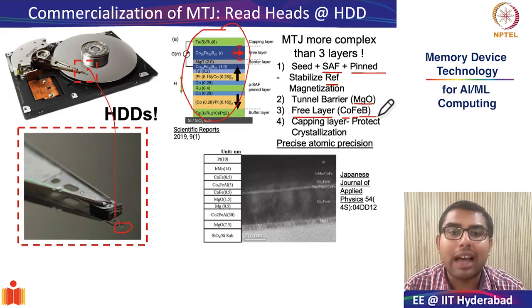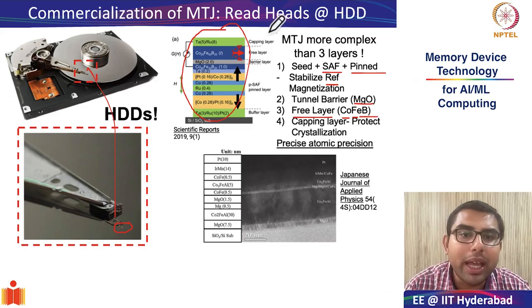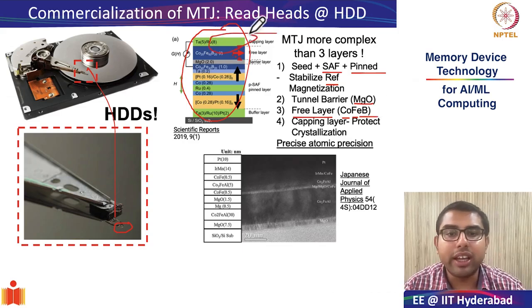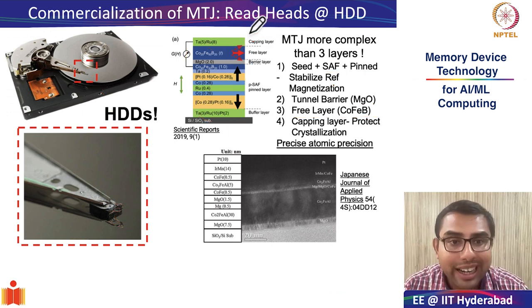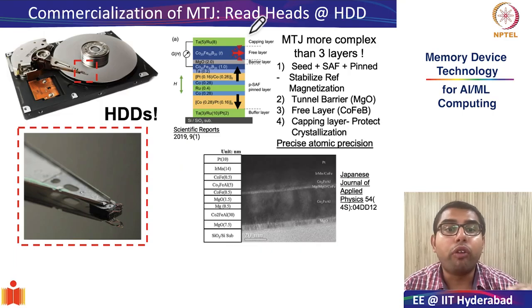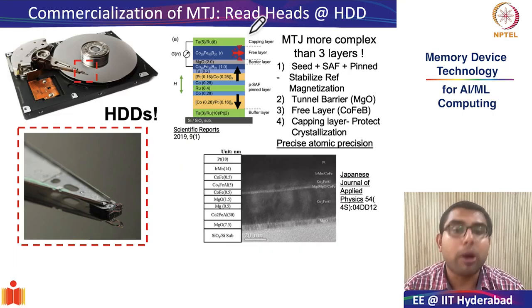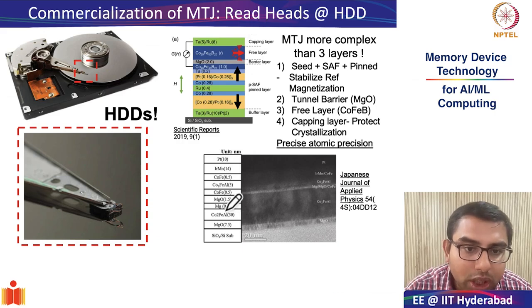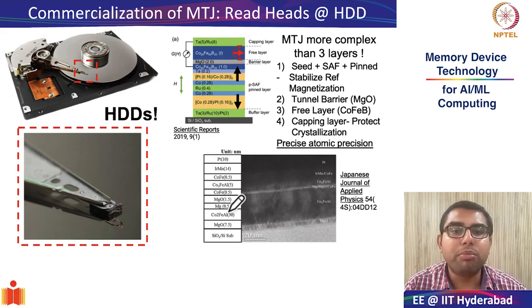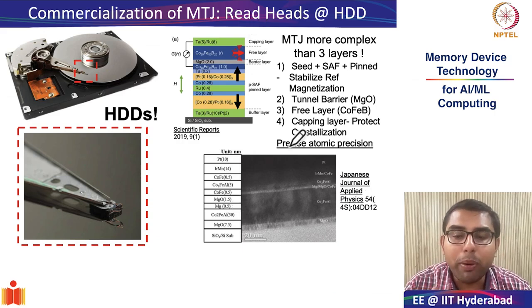Finally, we also have something called the capping layer. The job of the capping layer is to protect the crystallization of this entire stack. Crystallinity is very important for good magnetization properties. As you can also see through some of the numbers, to get very good MTJs, you need to deposit these several materials with atomic precision.